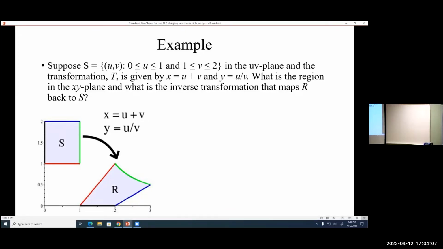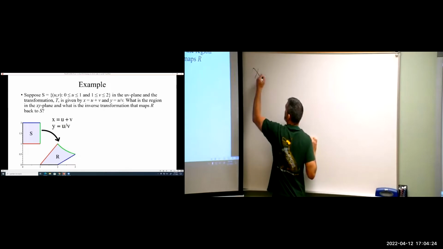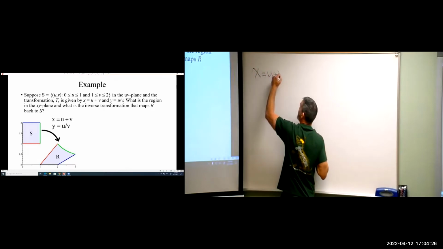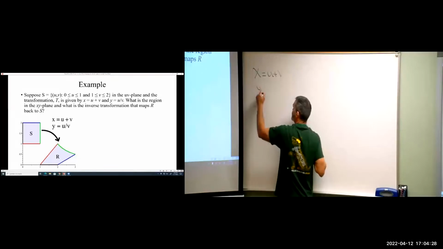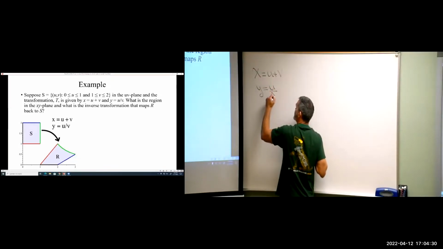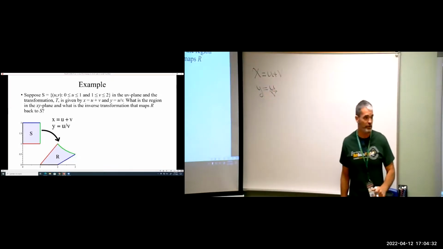Okay, well, we see where this ends up. How did it get there from here? So that's what I want to look at. So the first thing we're going to do is we're going to get the reverse of these transformations. So we've got the transformations, x equals u plus v, and y equals u over v. And what I want to do is solve these for u and v.